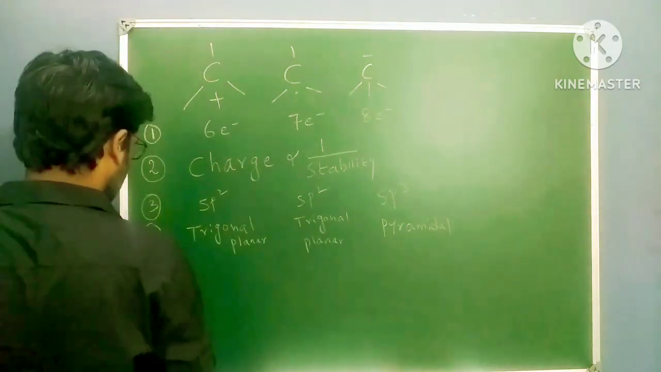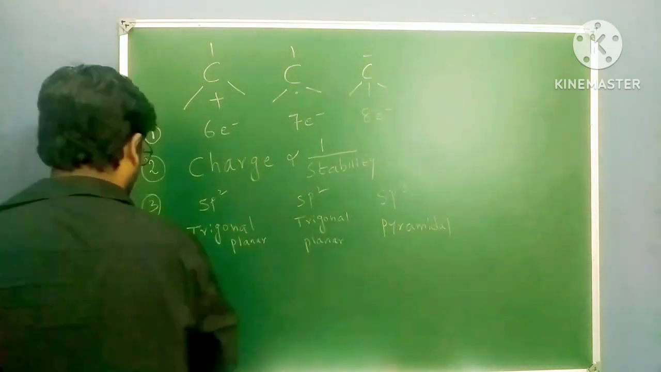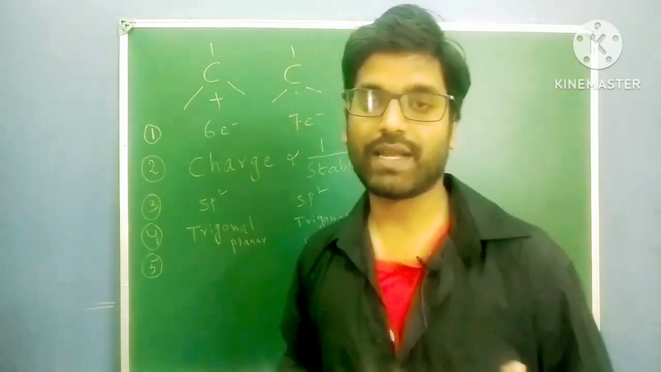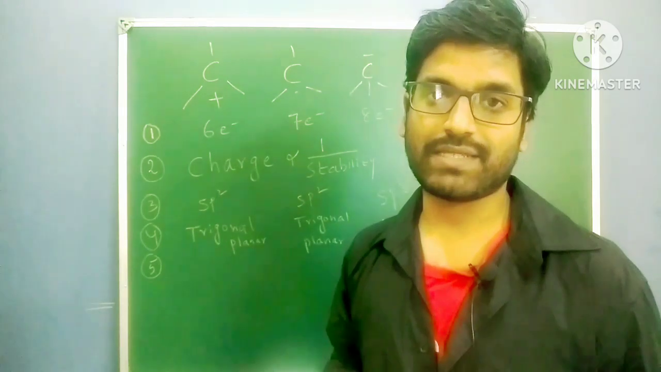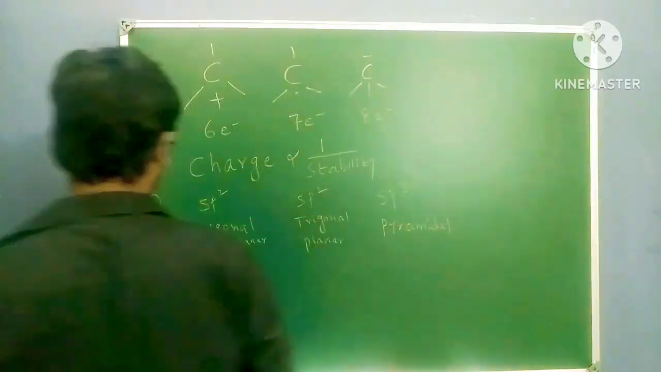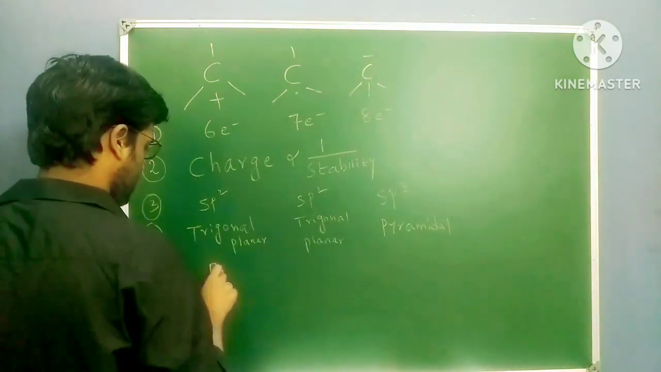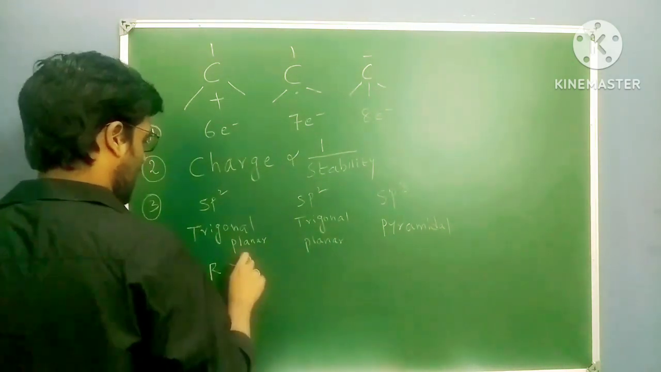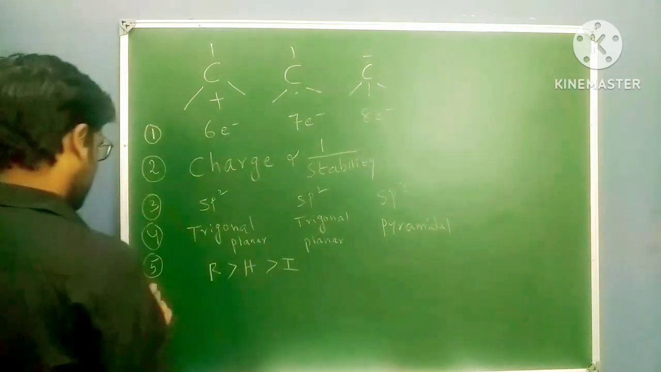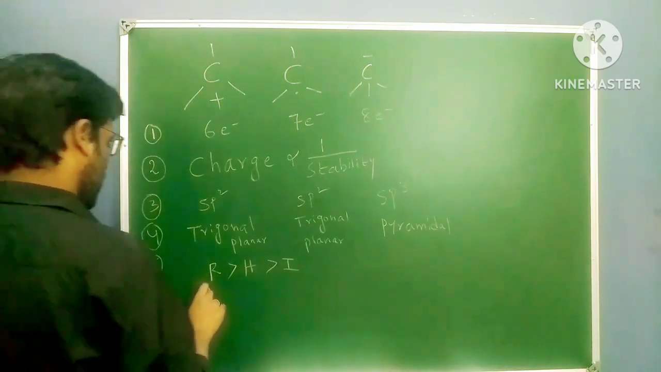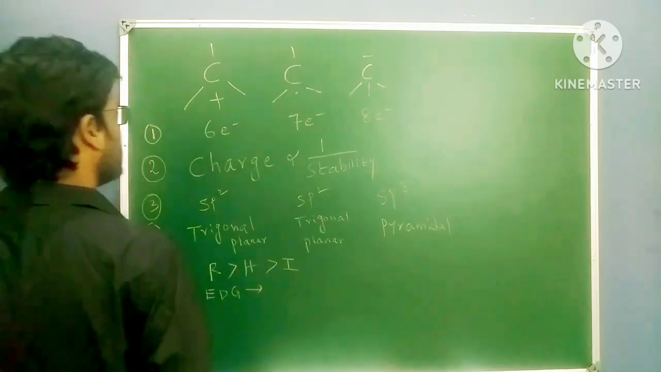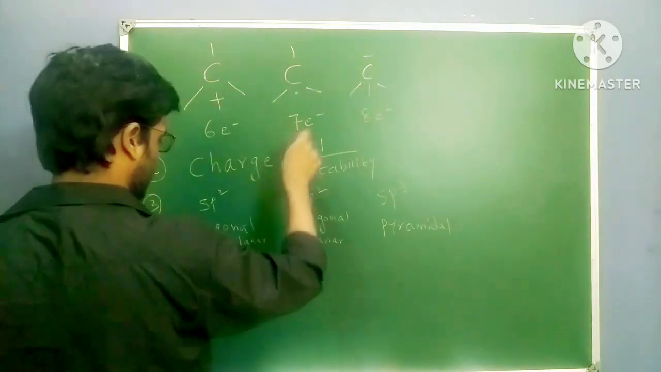Fifth point, this is also a very important point: whenever you are considering stability, always check the stability order according to this. First you have to check resonance effect, second hyperconjugation, third inductive effect. Sixth point: an electron donating group favors carbocation and free radical.